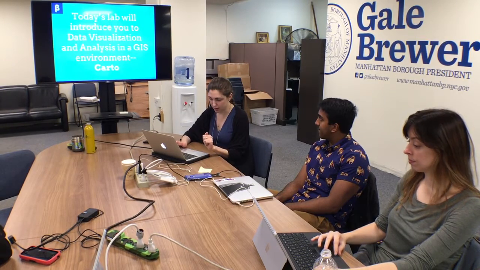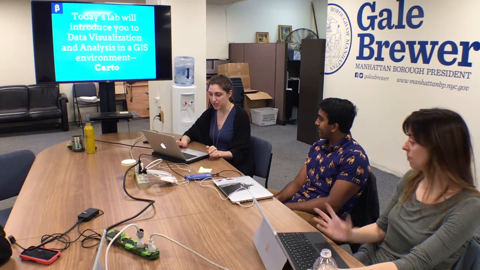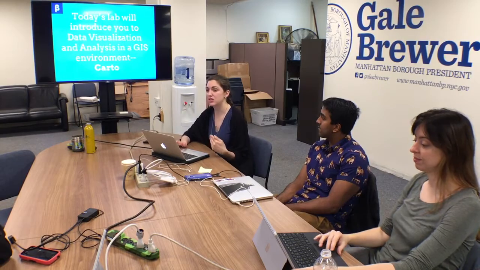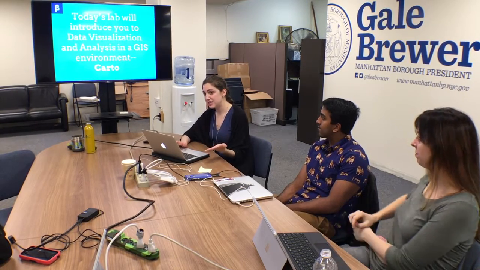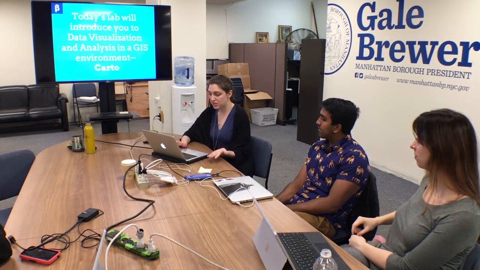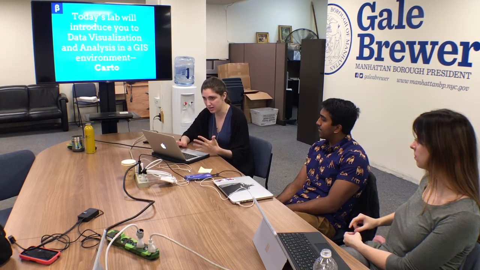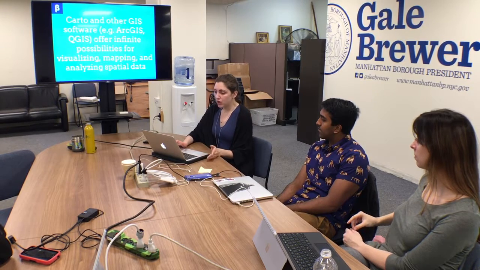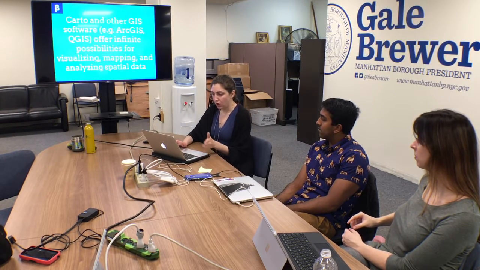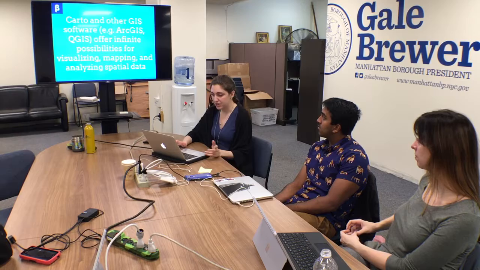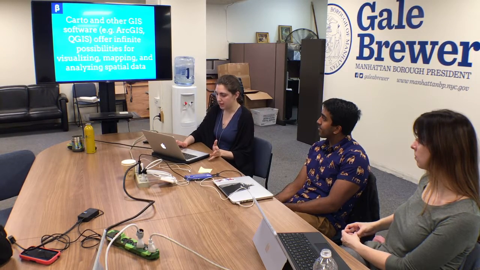Picking up from what I was just mentioning, up until about 6 months ago or so, don't quote me on that, the company called Carto was actually called CartoDB, and DB stood for database. So that helps us understand that we're just working within a different kind of database now. Carto and other GIS software like ArcGIS and QGIS, which are both desktop software, whereas Carto is on the web, offer infinite possibilities for visualizing, mapping, and analyzing spatial data.